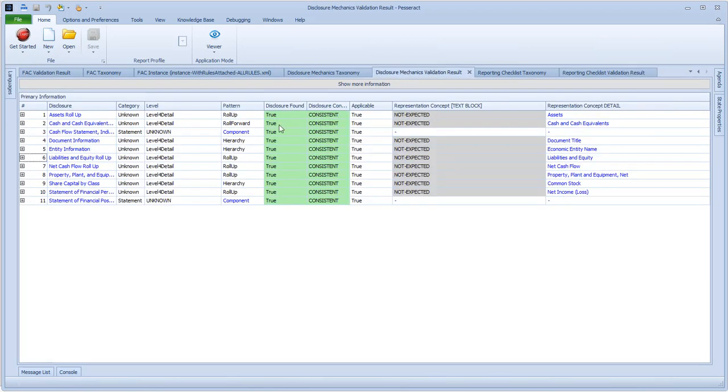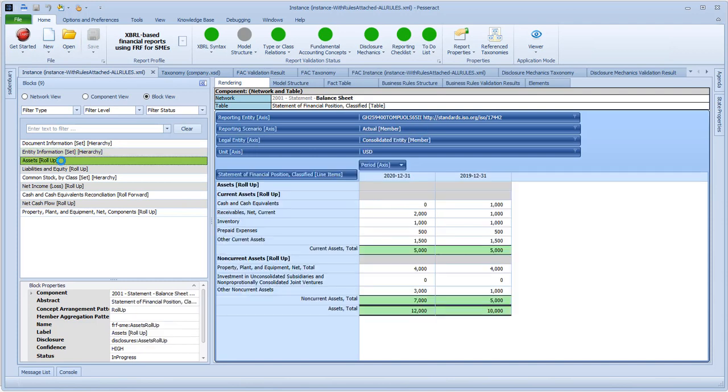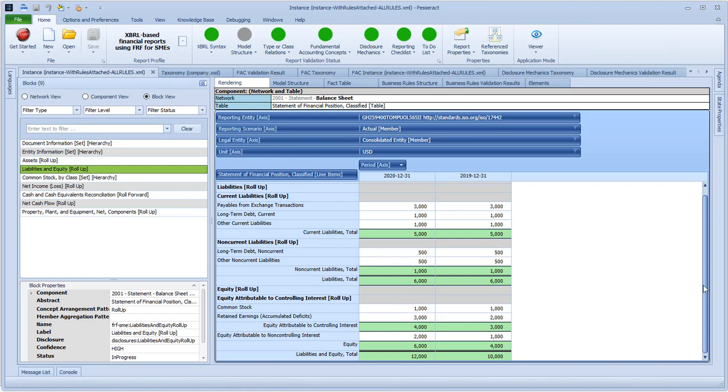The mechanics of each disclosure are also consistent with expectations. Okay? So this has no mathematical relations. It's just a set of facts. Same here. This has mathematical relations, and you can see because of the green, they are being satisfied. Same with the liabilities and equity. Everything is green, where you'd expect a relation. If it was orange, it would mean that there's an inconsistency.